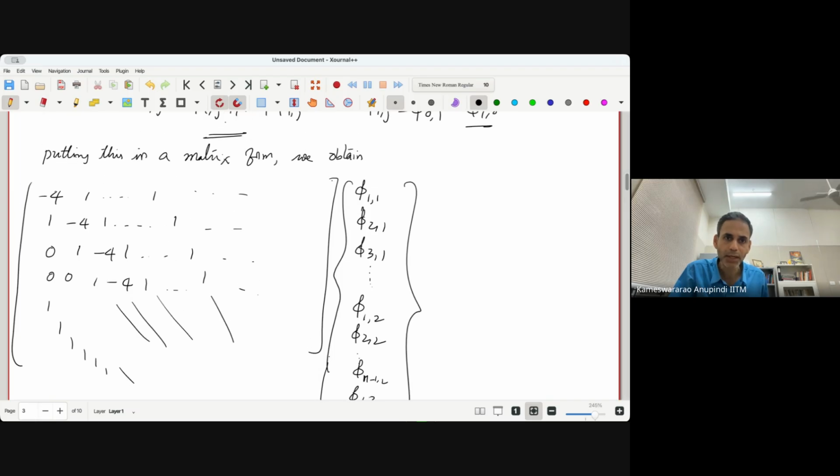So you see that the central coefficient, which is phi 1, 1, will get a coefficient of -4. Similarly, phi 2, 2 somewhere there. So this is going to get this central coefficient because all other points are written here.